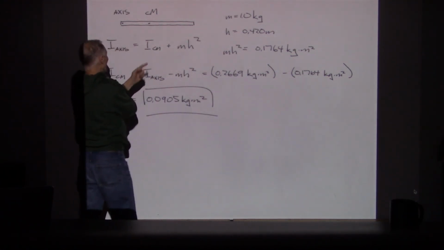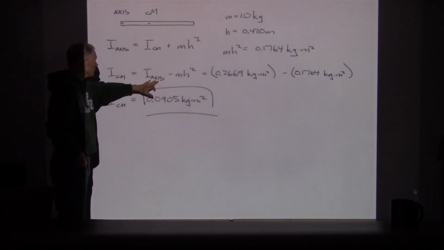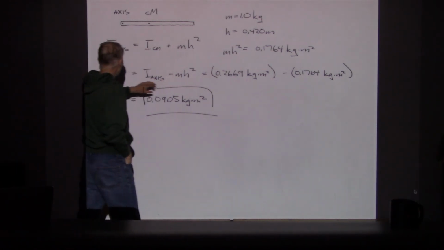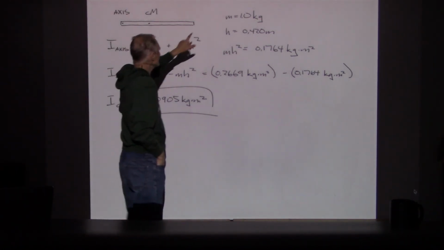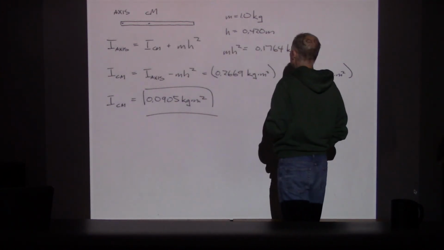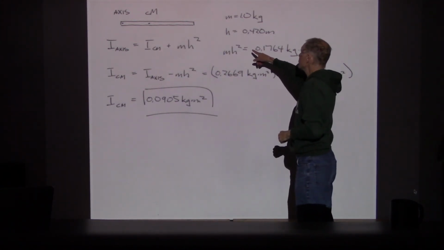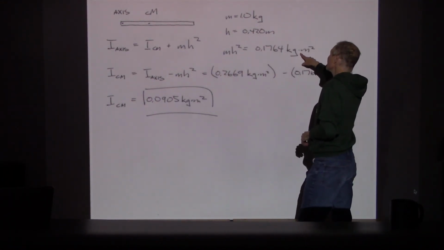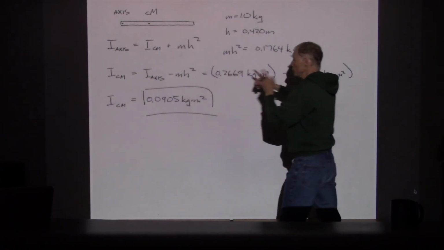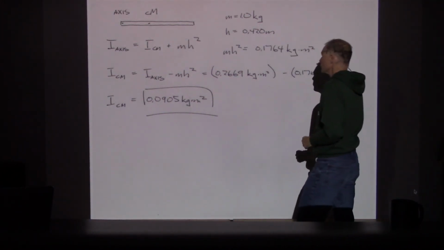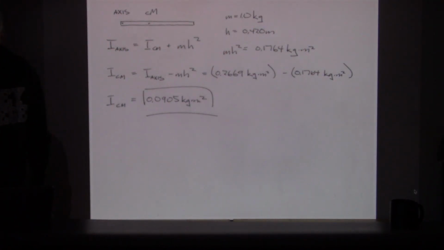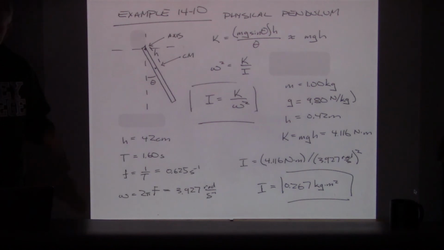Now we're going to flip that around because we just measured I for the axis at the end, and we can subtract off the mh squared to get ICM. And so the mass is 1 kilogram, h is 0.42 meters, mh squared, this part of the calculation, is going to be 0.1764 kilograms meters squared. So we can take that rotational inertia that we measured, 0.2669 minus, was that what we measured? Oh, I see. We measured 0.267.